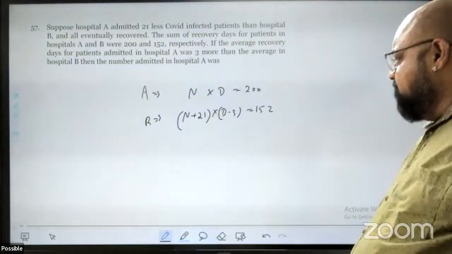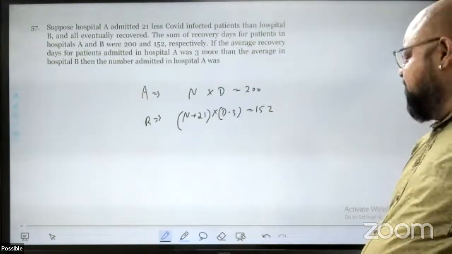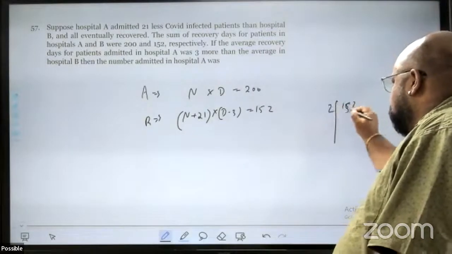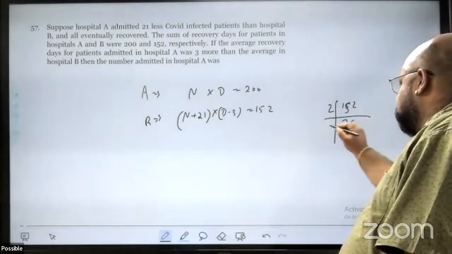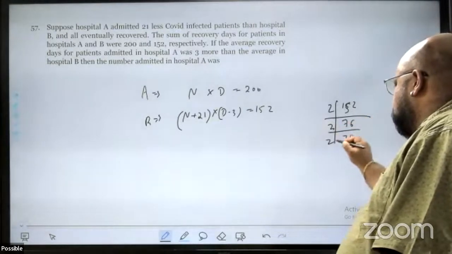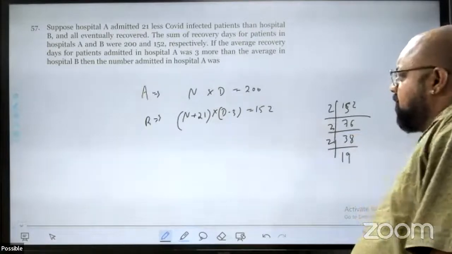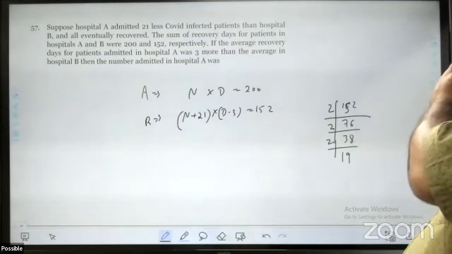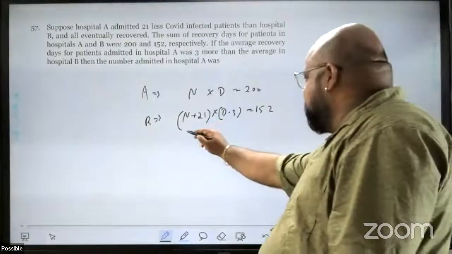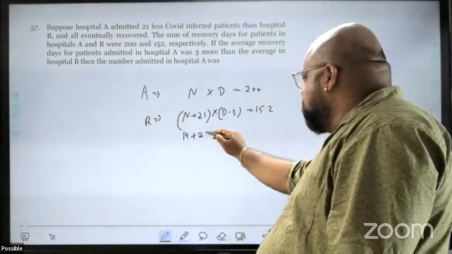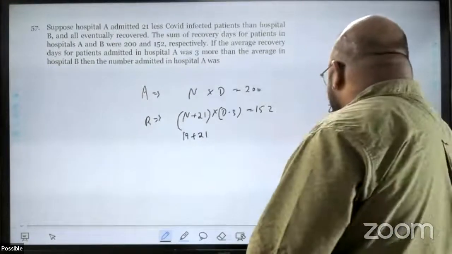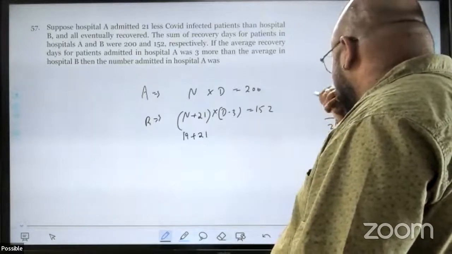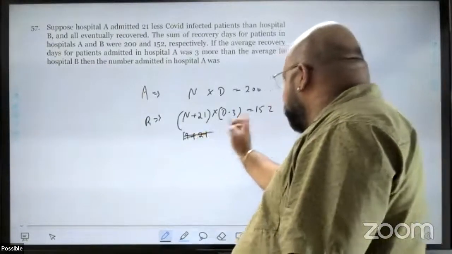But I'll just try to factorize these values. So 152 essentially becomes 76, 38, 19, 2 into 4 into 19. So if I take n to be 19 here, this won't work. I need a 19 clearly.